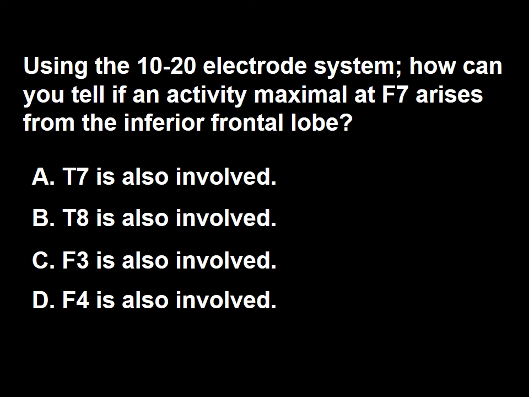Next question. Using the 10-20 electrode system, how can you tell if an activity maximal at F7 arises from the inferior frontal lobe? A. T7 is also involved. B. T8 is also involved. C. F3 is also involved. D. F4 is also involved.